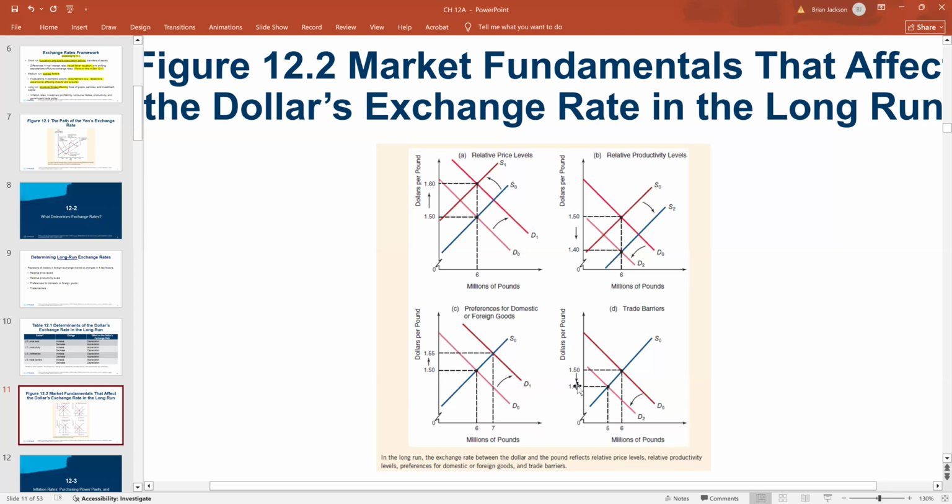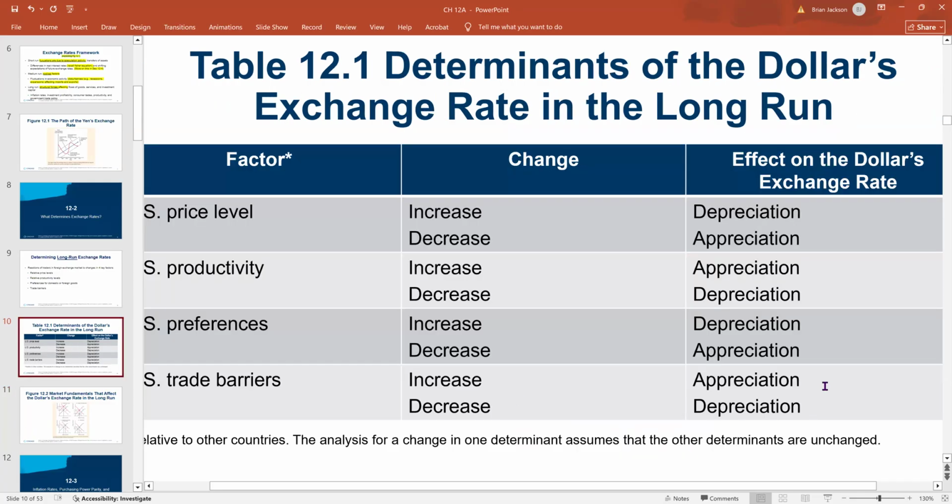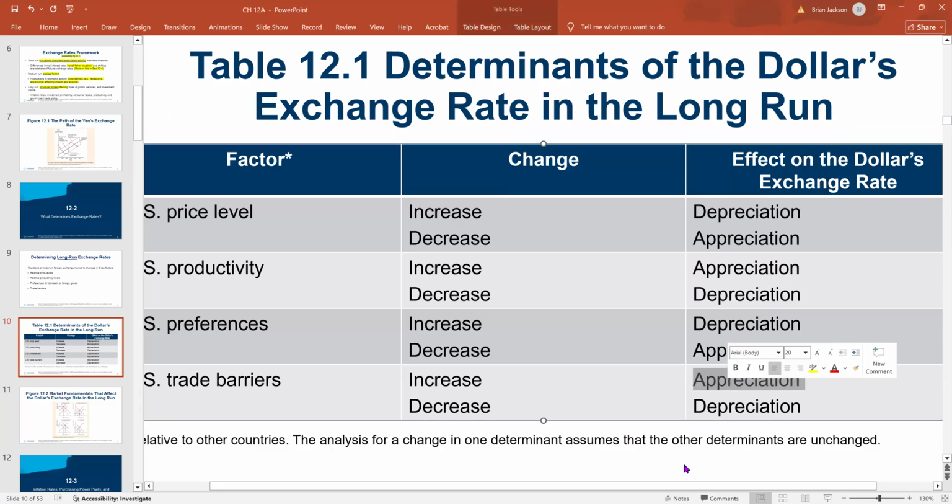It takes fewer dollars now to buy a pound. It takes now only $1.45, whereas before it took $1.50. And we could equivalently say that that is an appreciation here in the dollar. Depreciation in the pound is an appreciation in the dollar. So make sure you think that one through as well.